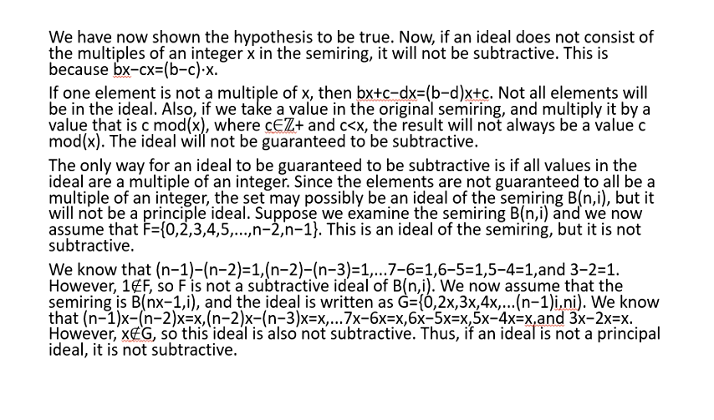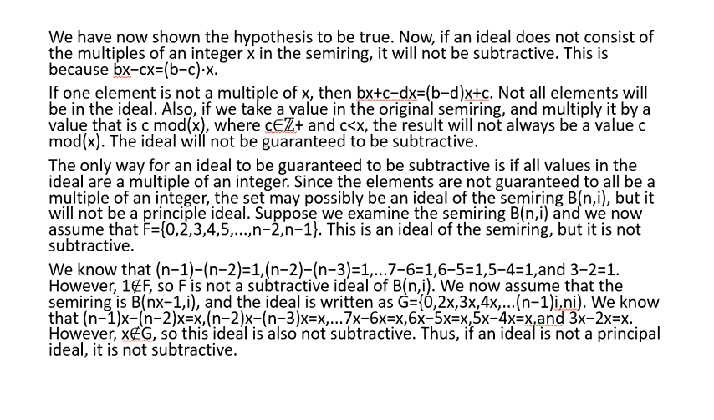Now, if an ideal does not consist of the multiples of an integer x in the semiring, it will not be subtractive. This is because, as shown above, bx minus cx equals (b minus c) times x, where b and c are both integers. But if one element is not a multiple of x in the ideal, then bx plus c minus dx equals (b minus d) times x plus c.